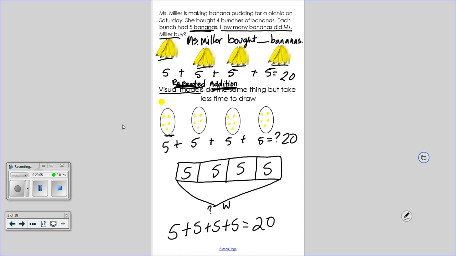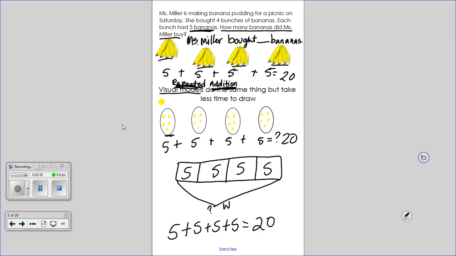My answer sentence, let's do a quick reality check. Does that answer make sense? If I am doing groups of 5, does it make sense that I'm going to get to 20? I think that makes sense. Here's why. When I skip count by 5s, 5, 10, 15, 20, do I get to 20? Yeah.